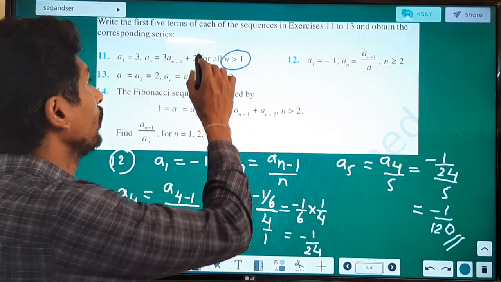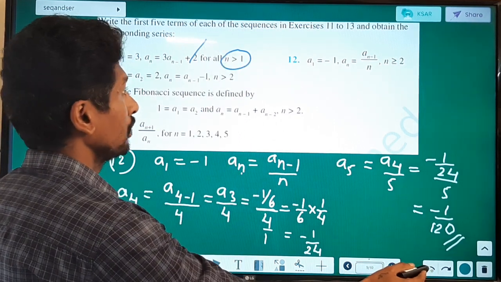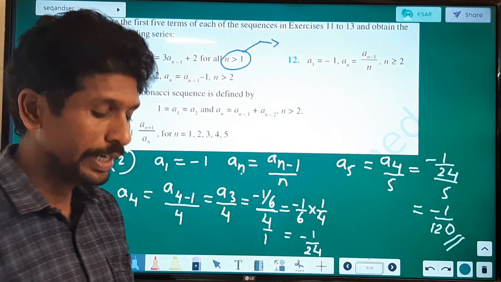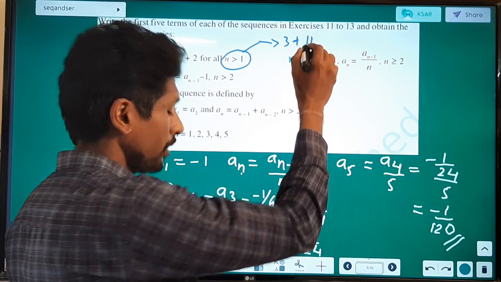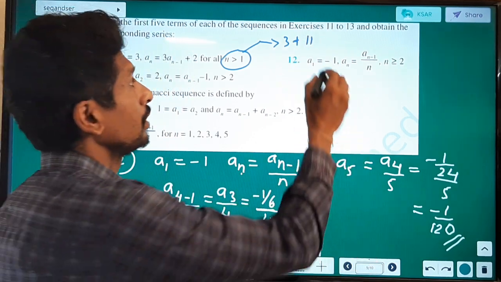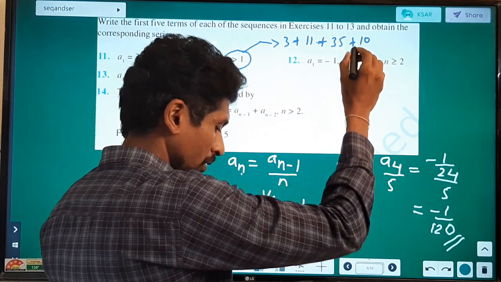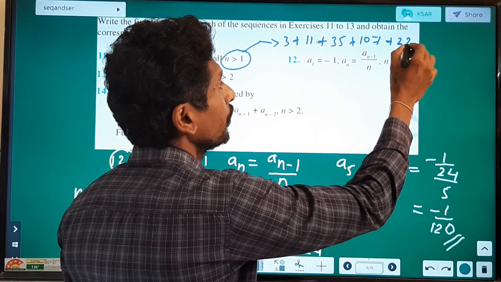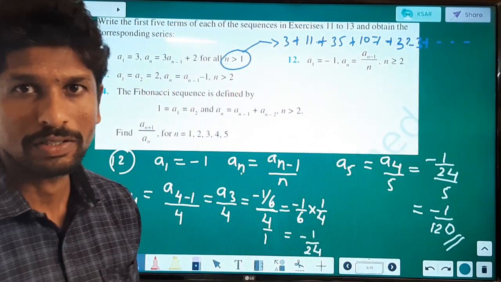So for the 11th one, as we already solved, the series becomes: the first term is 3, the second term is 11, the third term is 35, the fourth term is 107, and the last term is 323, and so on. That will be continued. This way you have to write the last one.